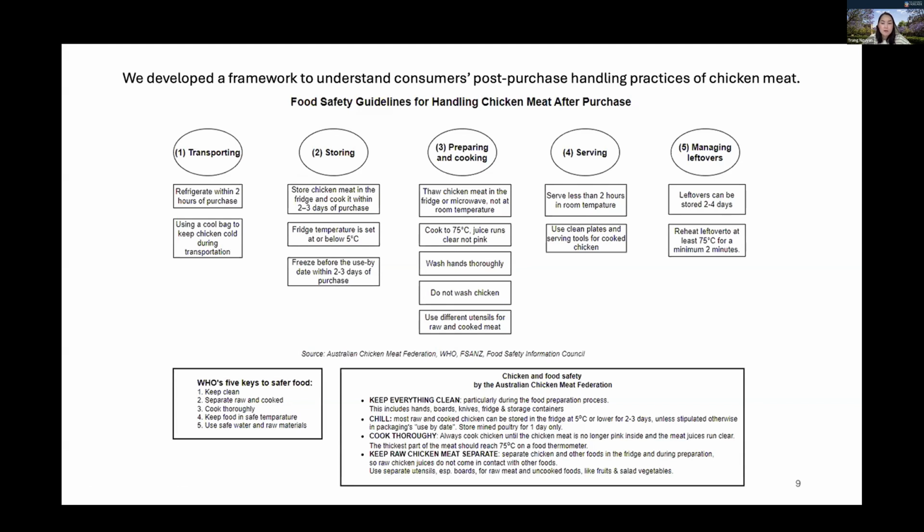These behaviors or practices could be, for example, that raw and cooked chicken meat can be stored in the fridge at 5 degrees Celsius or below for 2 to 3 days. Beyond that, it could violate food safety, and one of the principles to improve food safety is that we've got to cook the chicken meat thoroughly so it can kill all the bacteria. So we lay out all of these practices. An example for preparing and cooking is thawing behavior, where chicken meat should be thawed in the fridge or microwave and not at room temperature. We would have statements around these behaviors and practices, and later I'll show you how we ask respondents about these recommended practices. Next slide, please.